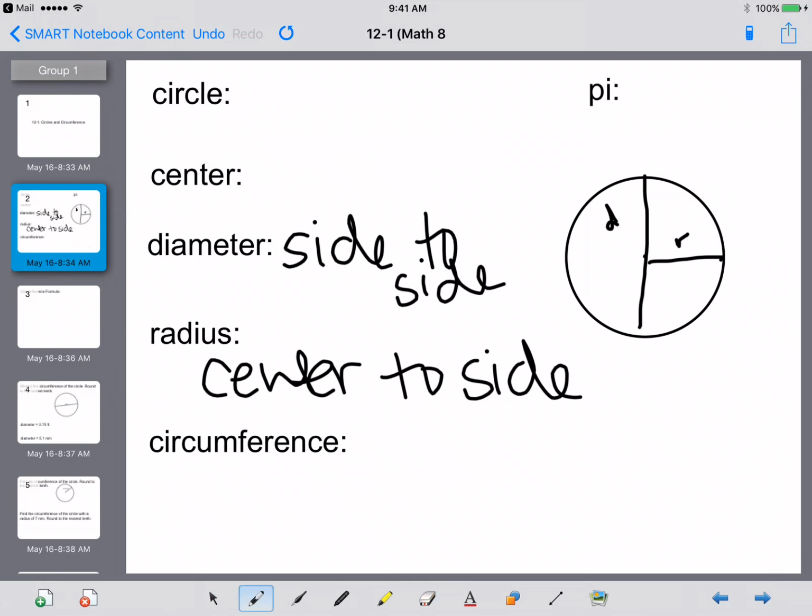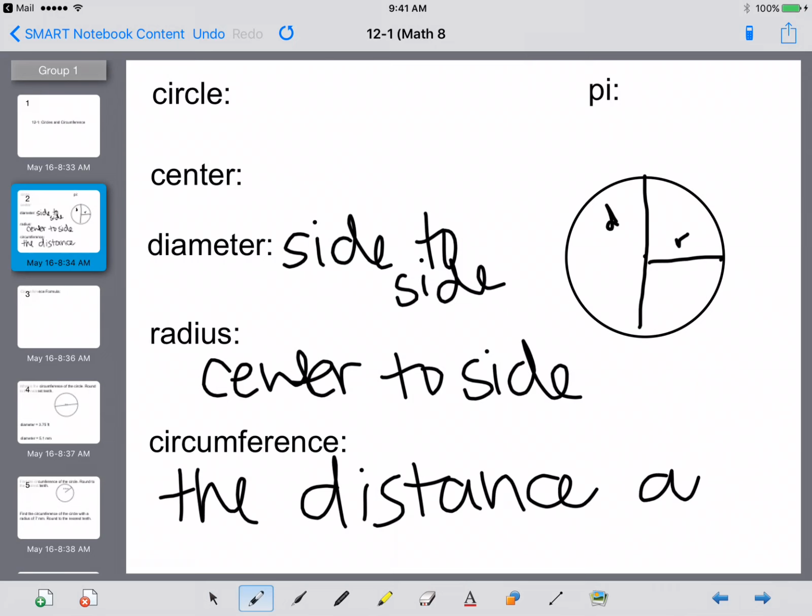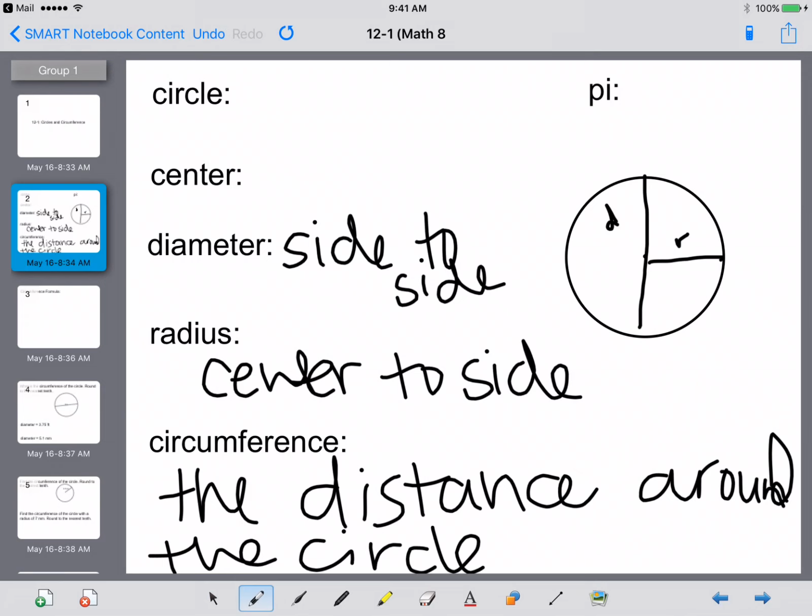Now the circumference is the distance around the circle. So kind of like its perimeter. If you built a fence around the circle, this is what that distance would be.